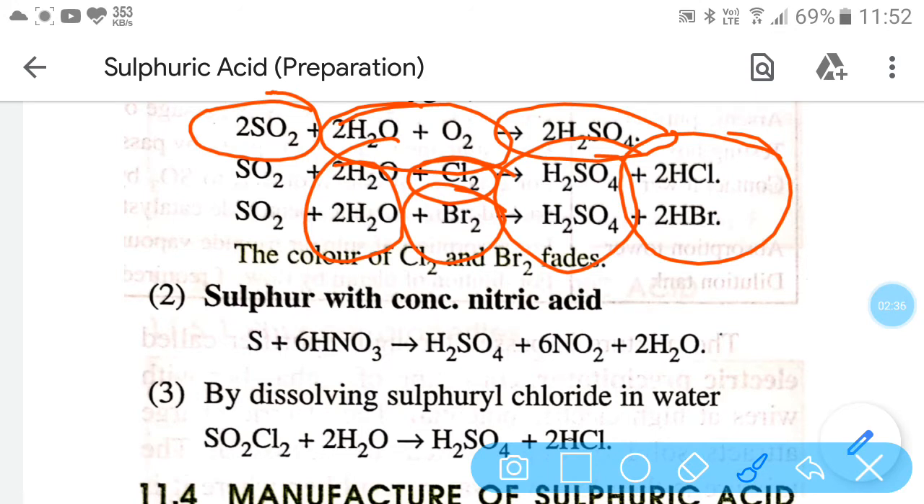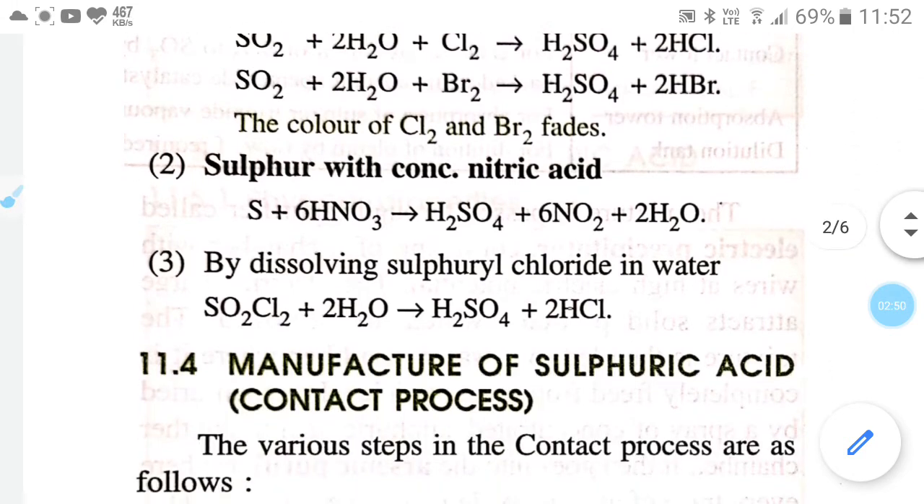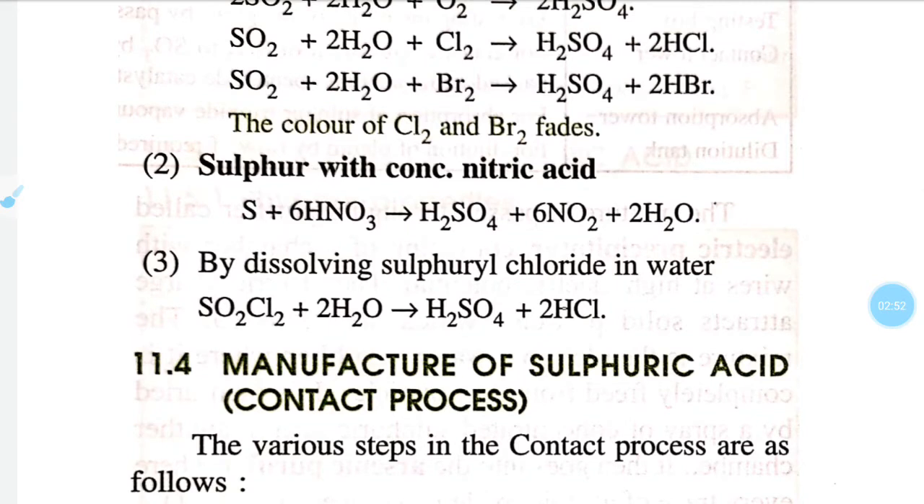But remember, separation of hydrochloric acid or hydrobromic acid from a mixture of sulfuric acid is difficult, so this is not a good idea to prepare sulfuric acid. Okay, if we take sulfur, we can make sulfur react with nitric acid to form sulfuric acid, nitrogen dioxide and water. Remember, we saw this reaction when we studied nitric acid.